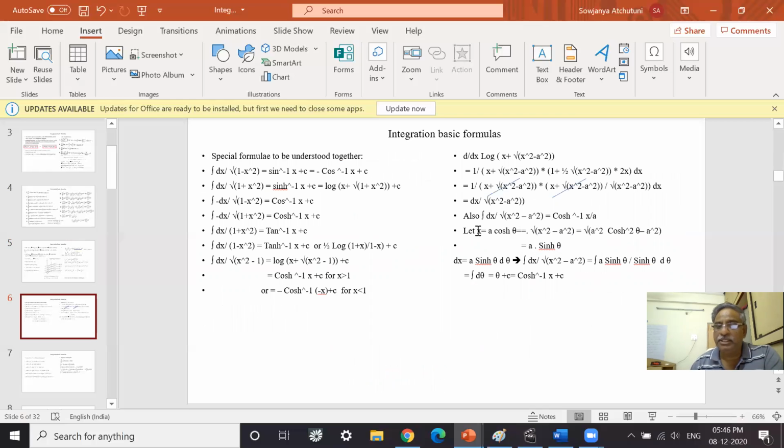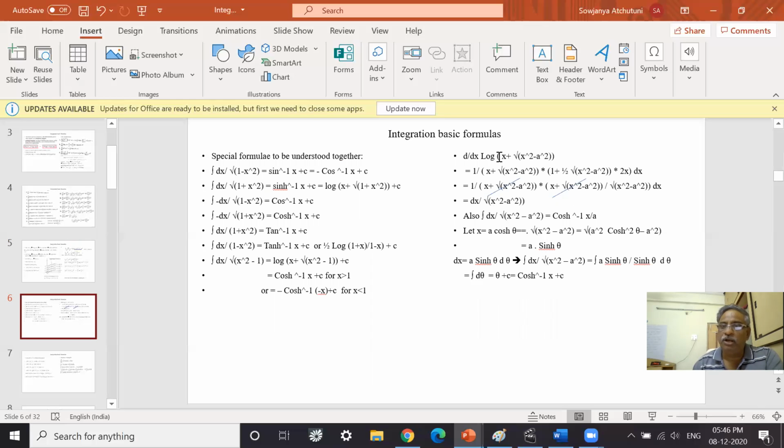So what is dx? dx is equal to a sinh theta d theta, because the derivative of cosh theta is sinh theta. So when I substitute in the integral of dx by root of x square minus a square, I am getting simply the integral of d theta, because sinh theta gets cancelled. So I am getting theta plus c. Theta is nothing but cosh inverse x plus c. So both are the same answers.